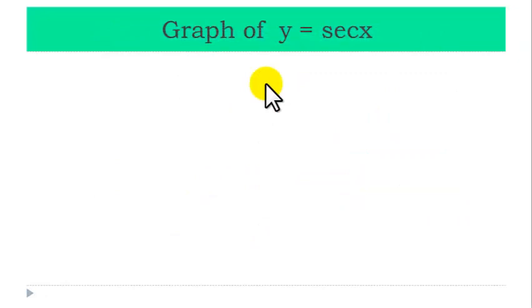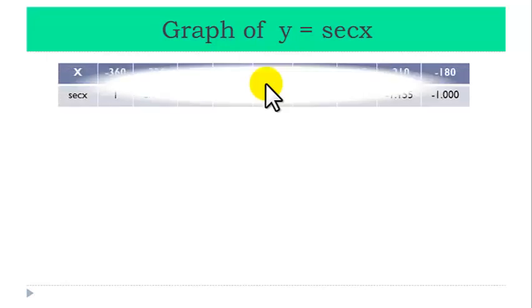Next is the graph of y equal to sec x. We also construct a table of values for x ranging from minus 360 degrees to plus 360 degrees. And this is the table of values.